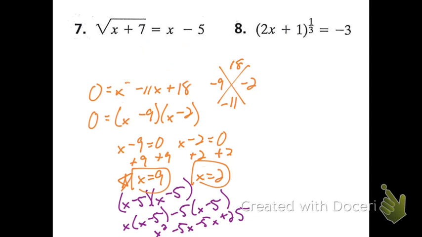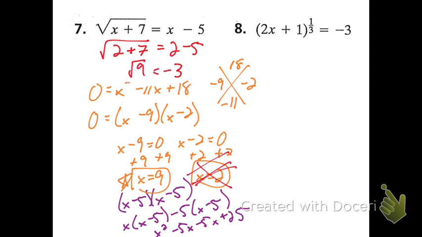Now if we try 2, I have a feeling we're going to have a problem with this. So I'm using the red. So the square root of 2 plus 7. Well, that's fine. You can take that. But what's 2 minus 5? That'd be negative 3. Is the square root of 9 equal to negative 3? No. So this only has one solution, and it's right there.